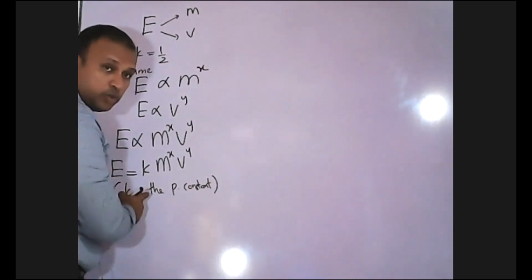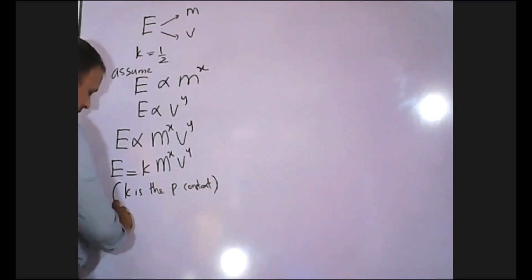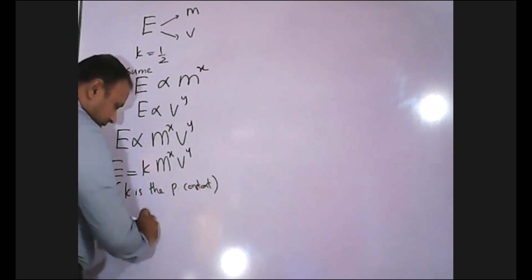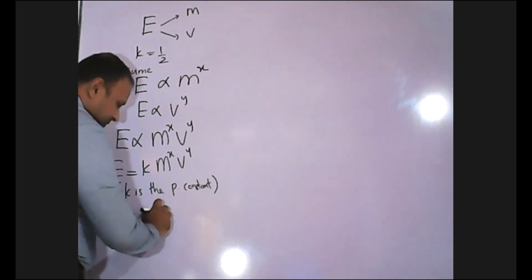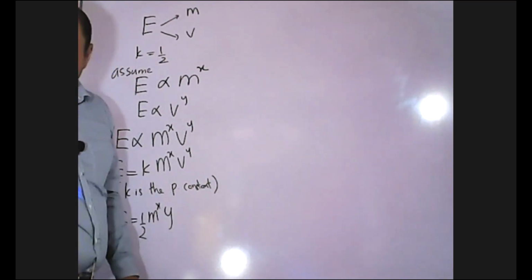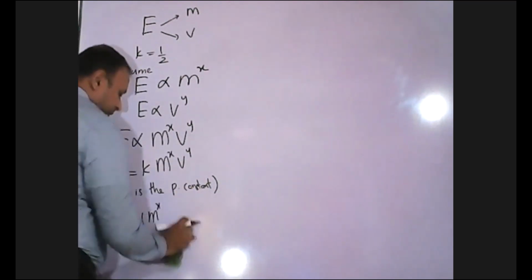K is the proportionality constant. You should write this one. Okay, you should write this argument. Then you can substitute this value because it is given. E is equal to half M to the power X, V to the power Y.